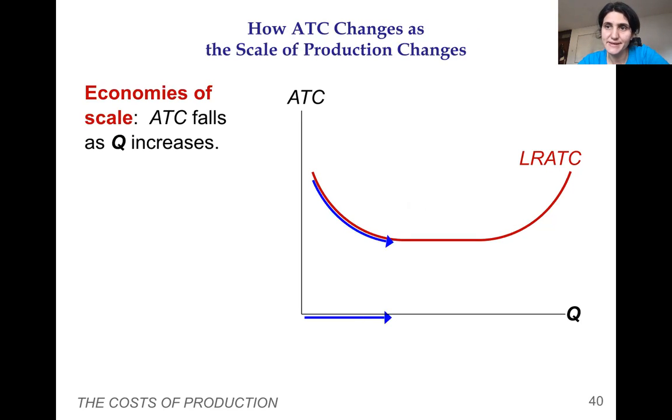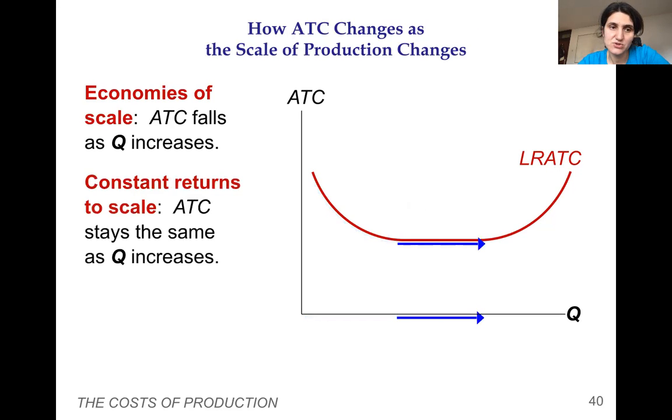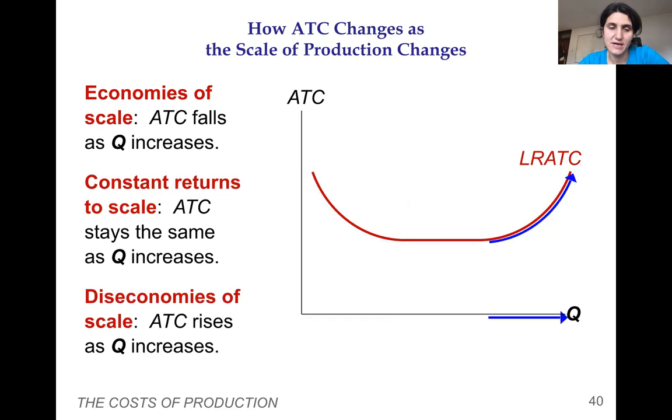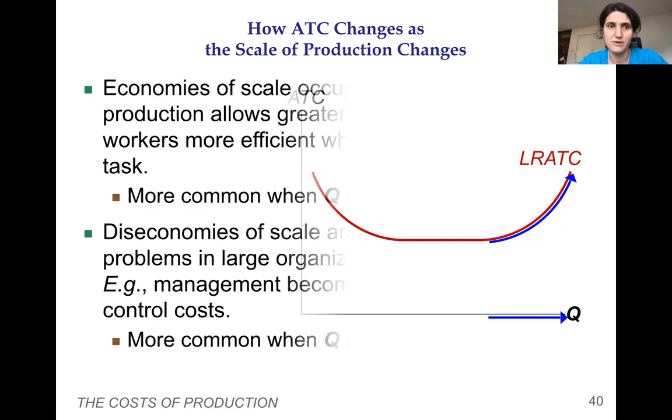What are economies of scale? Average total cost falls as Q increases, okay? Constant returns to scale: ATC stays the same as Q increases. And then you are going to have diseconomies of scale: ATC rises as Q increases, or we can say decreasing returns to scale. Increasing returns to scale for the economies of scale, decreasing returns to scale for the diseconomies of scale, okay?